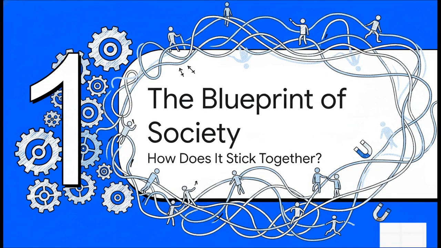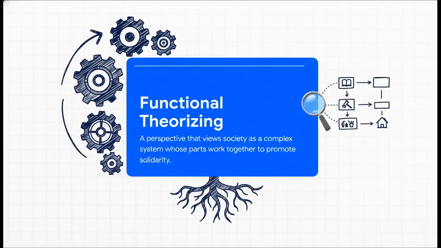This one tackles a really fundamental question. I mean, with billions of us running around, all doing our own thing, how does society not just completely fall apart? What's the glue that holds it all together? This brings us to a perspective called functionalism. It's one of the OG theories in sociology, and it sees society not as this big chaotic mess, but as a really intricate, complex system, kind of like a machine where every single part has a specific job to do.